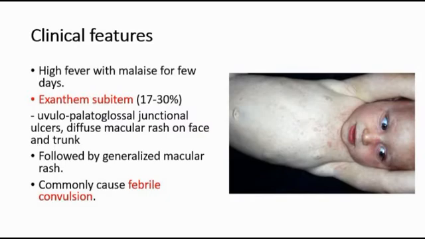And then in 17 to 30% of the cases, they will present with a feature called exanthem subitum, where there is uvular palatoglossal junctional ulcers and also diffuse macular rash on the face and the trunk, as seen in this picture over here. And after that, they are followed by generalized macular rash all over the body. And this Roseola infantum is commonly associated with febrile convulsion, also known as febrile seizures or fitting episodes.